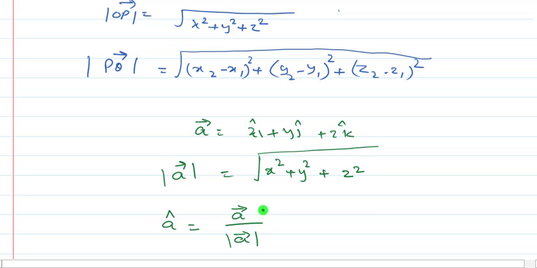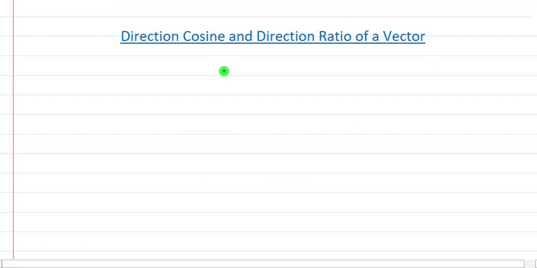Now next, let me discuss direction ratios and direction cosines of a vector. We know that if a vector is in a coordinate plane, then it will certainly make some angle with the x-axis, y-axis and z-axis. So the direction cosine is the cos of the angle made by a vector with the 3 directions. Let me visualize it by drawing a figure.